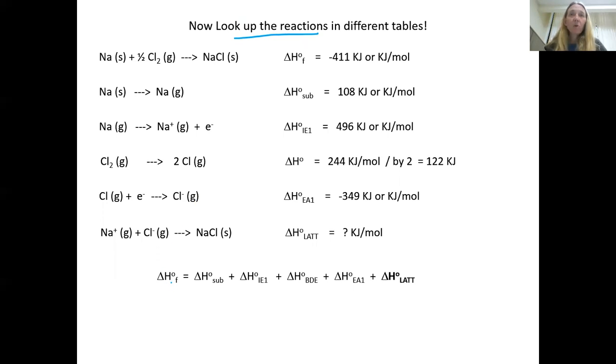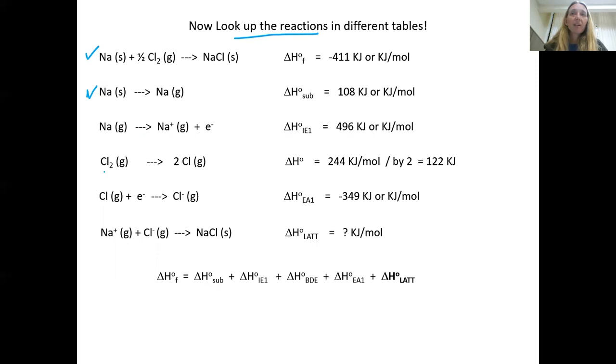So I have delta H of formation, and I know that the delta H of formation is this first reaction right here. Okay, so delta H of formation, I look at my table and it gives me negative 411 kilojoules per mole. So these units are interchangeable when we're talking about this stuff. The next is delta H of sublimation for the sodium step, right? And so I look this up on a table and I get a positive 108. I look up the ionization energy table and find a value of 496 for sodium.